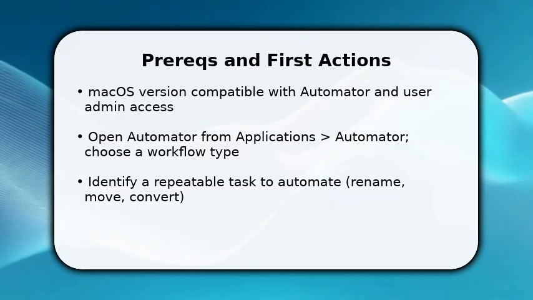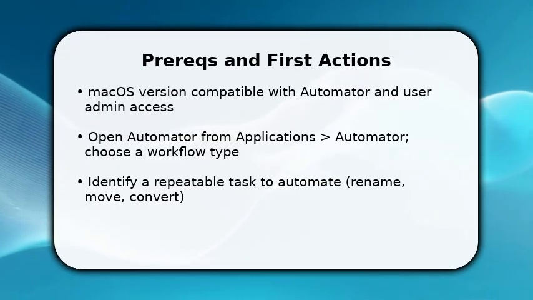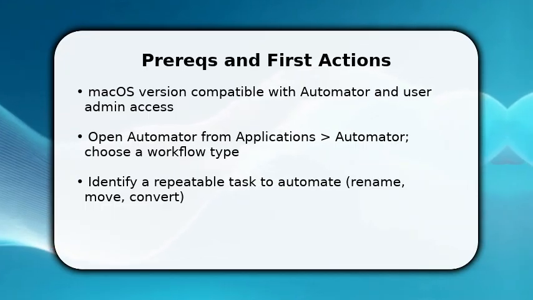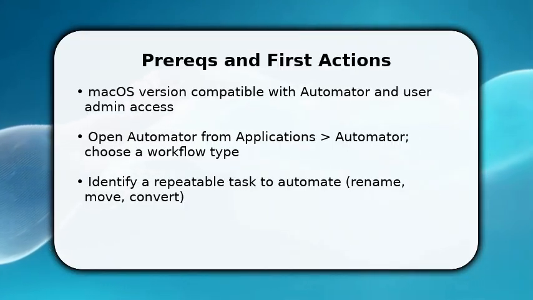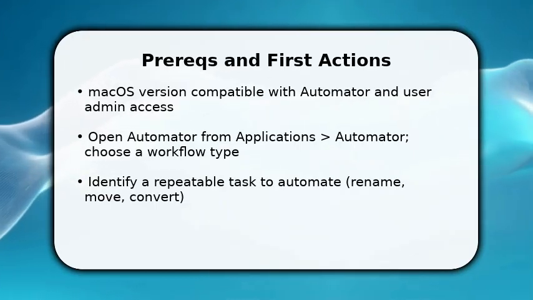You have the essentials: an up-to-date MacBook and admin access. Open Automator from Applications and select the workflow type that matches your goal: workflow, application, quick action, or calendar. Once done, identify the exact repetitive task you want to automate and drag the first action from the library into the workflow pane. Make sure to test with a small example file.